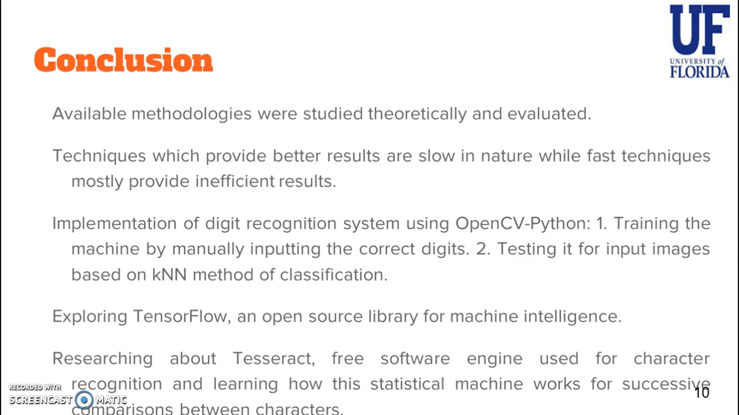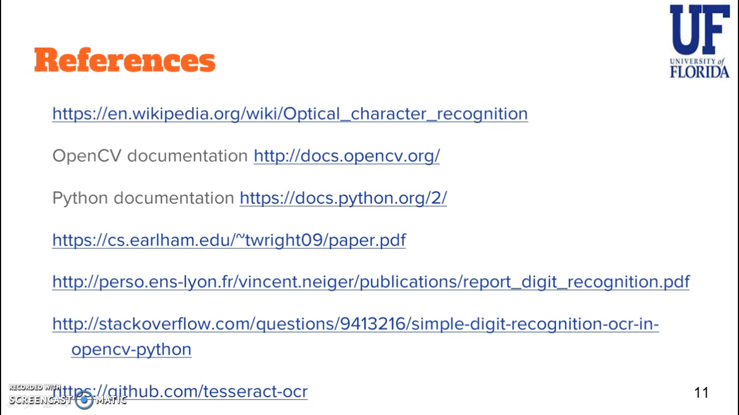So to conclude, there are a lot of methods available that I studied and theoretically evaluated. The techniques which provide better results are generally slow, and the faster ones provide inefficient results. I implemented a digit recognition system using OpenCV. I trained the machine by manually inputting the correct digits and then tested on the basis of the KNN method of classification. I explored TensorFlow, which is an open source library for machine intelligence, and I also researched Tesseract, which is a free software engine for character recognition and learning. These are some of the references I took while making this presentation.